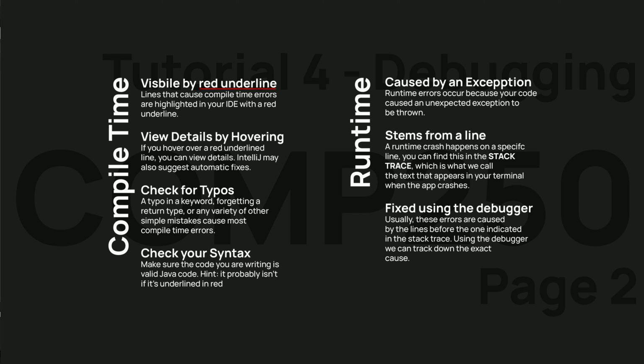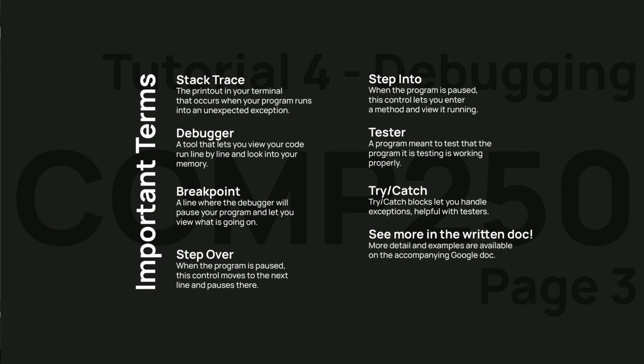Then runtime errors are different. Runtime errors happen when your program opens and you get a null pointer exception or an array index out of bounds exception, or a class cast exception, whichever one. Those happen while your program is running. Now how do we fix these? We can make testers and debuggers.